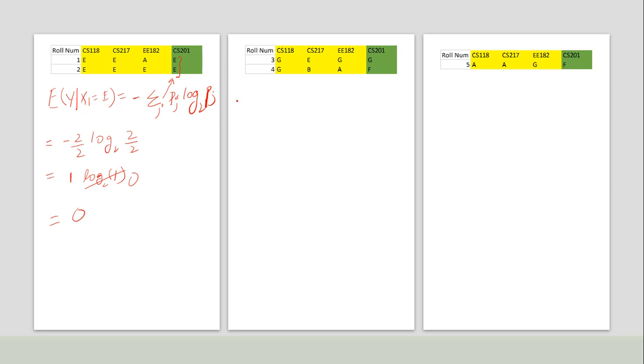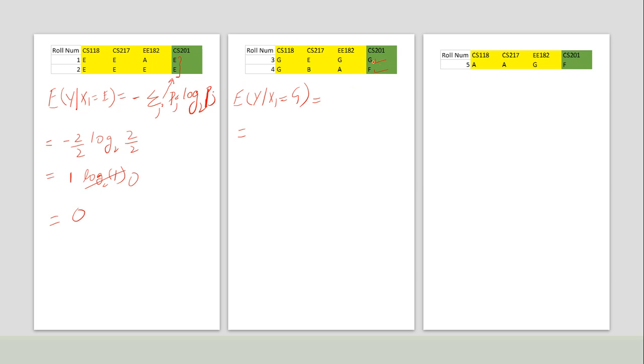For the second partition, the entropy of y given x1 equal to g uses the same formula. Let me calculate it here. For this g, I have one g and one f, so there are two different values. So there is some impurity in the data set. Let's calculate it for g.